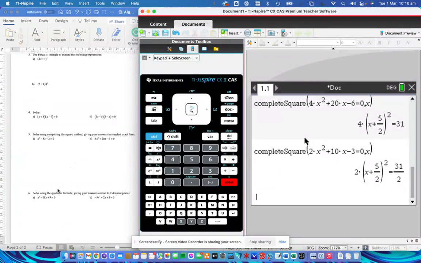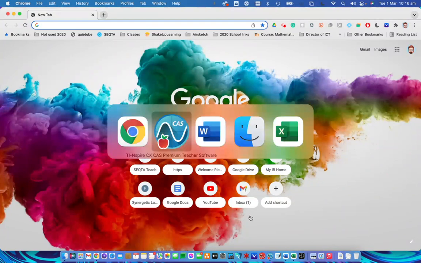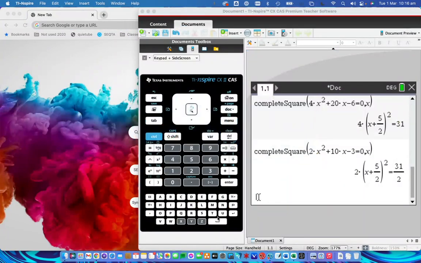Okay, last one is solve using the quadratic formula. So the bad news is I don't believe there is any particular built-in function for the quadratic formula. Not that it really needs it. What you need to be able to do is, I'll just hide that message. Whoops-a-daisy, sorry about that. Switch back to my calculator.